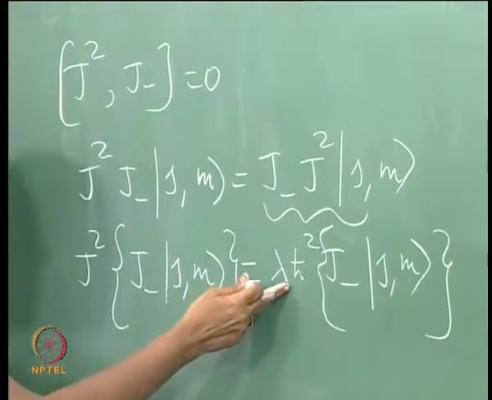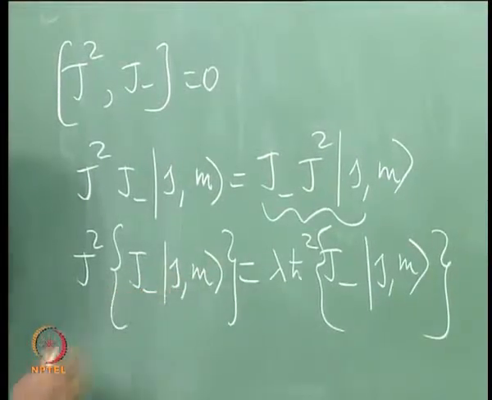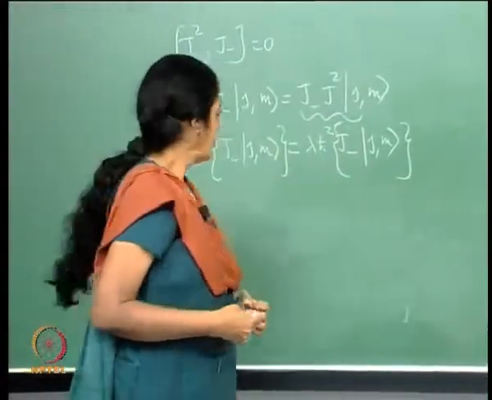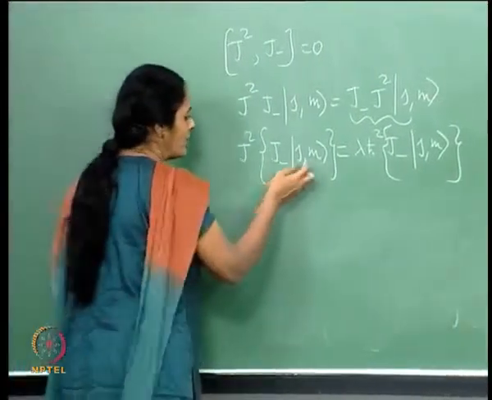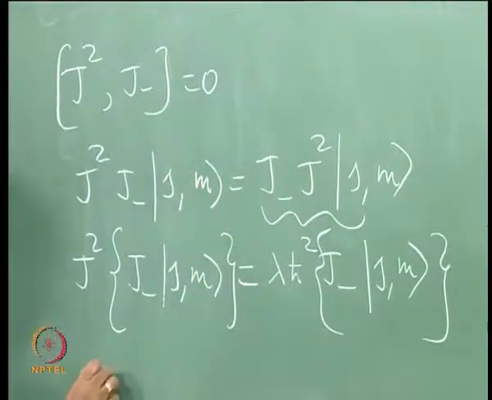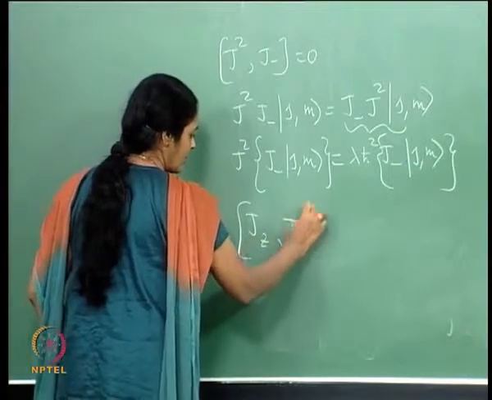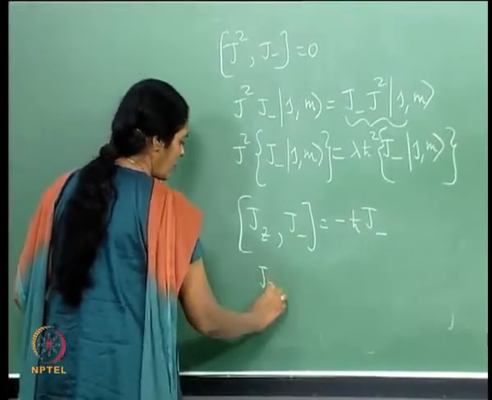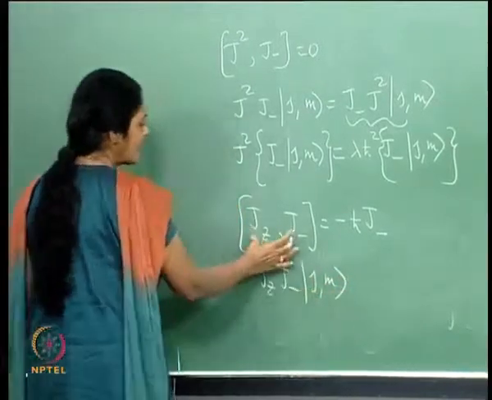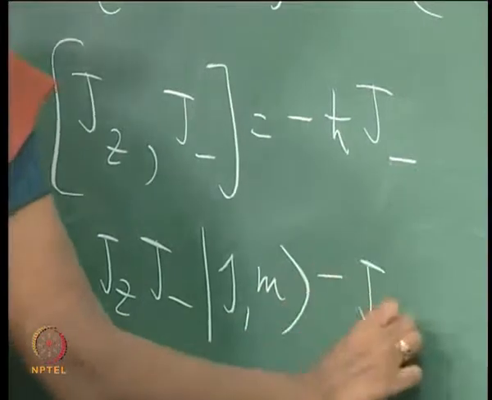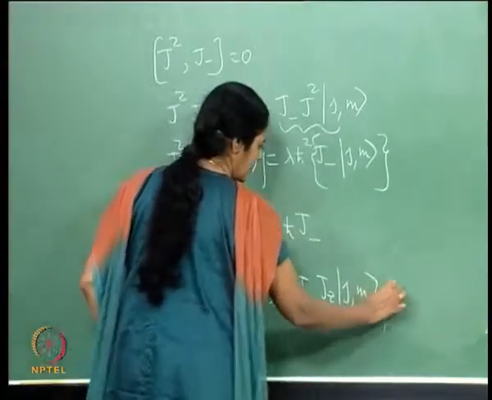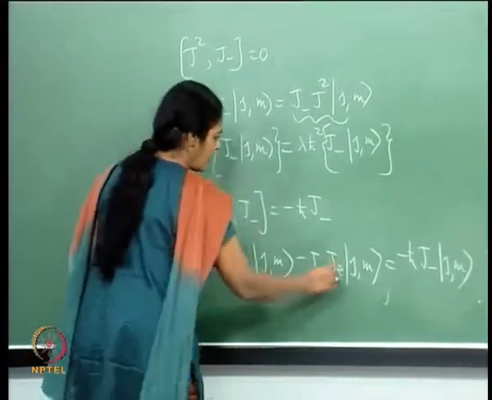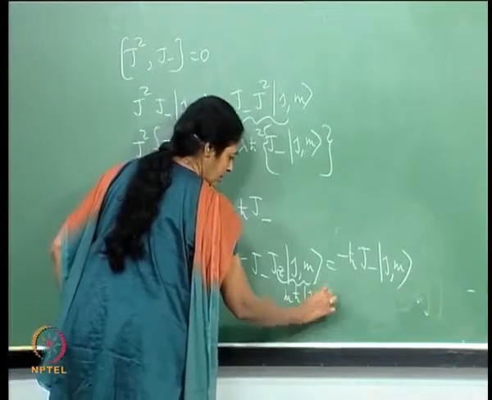And since lambda is a function of j, it looks like j is not changing when j minus acts on j comma m. So, whatever I said about j plus acting on j comma m also holds for j minus acting on j comma m, in the sense that the j value does not change. On the other hand, I know that the commutator jz with j minus is minus h cross j minus. Therefore, if I acted this commutator on the state j comma m, I get the following. I know that this is m h cross j comma m.